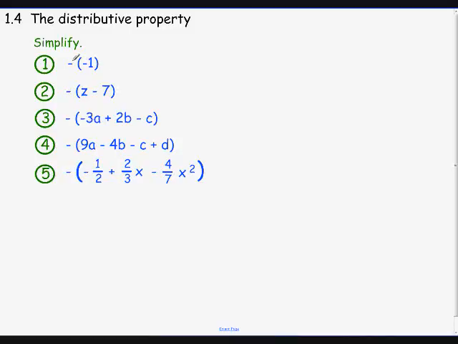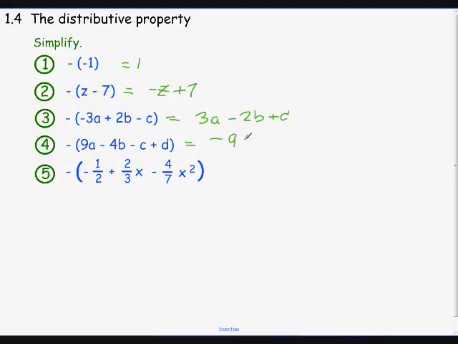If I distribute the negative into here, what do I get? Positive 1. If I distribute it into here, I get a negative z and a positive 7. If I distribute it in here, I get a positive 3a, a negative 2b, a positive c. And this one, it's fairly simple, is it? It's just getting longer. We started with 1, then 2, 3, and now here we have 4 terms. We always distribute to all the terms within the parentheses.